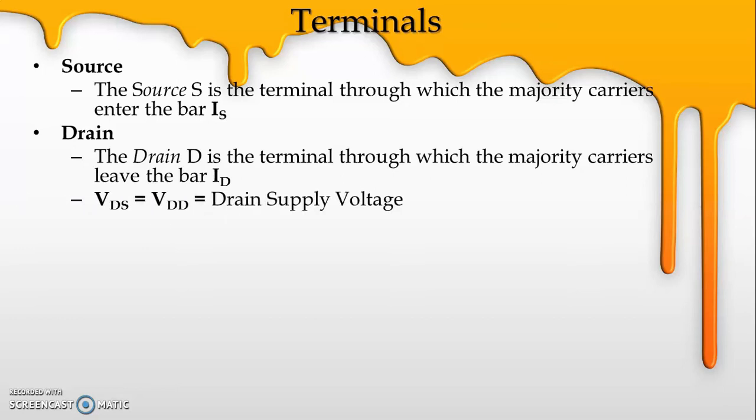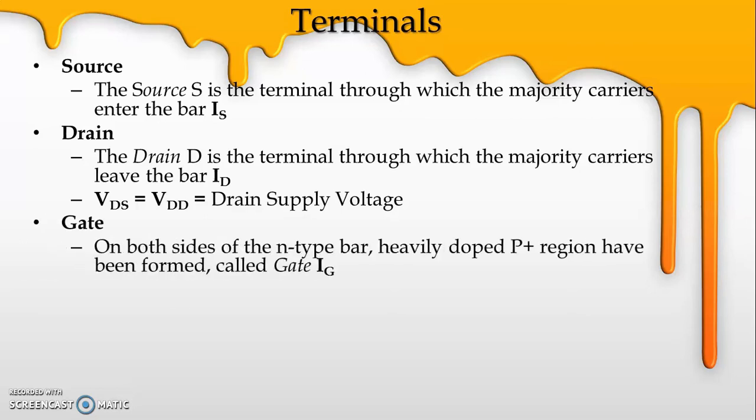We apply a voltage, known as the drain supply voltage, between drain and source. That is why it is known as VDS, and that is actually VDD. Normally we write VDD, the drain supply voltage, but the application of drain supply voltage is across drain and source.